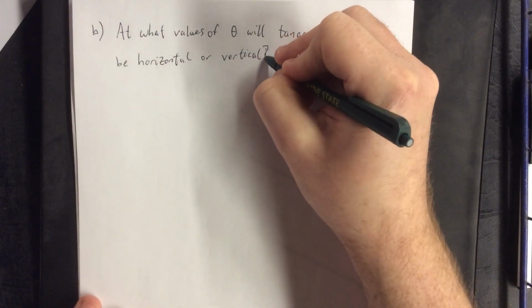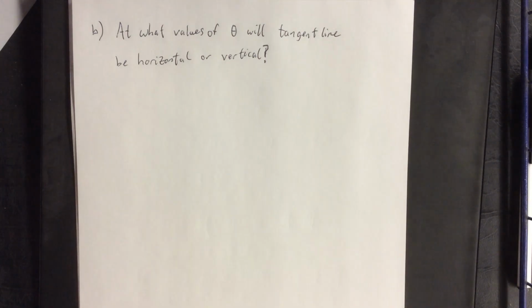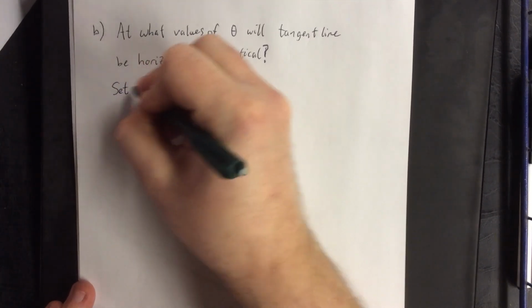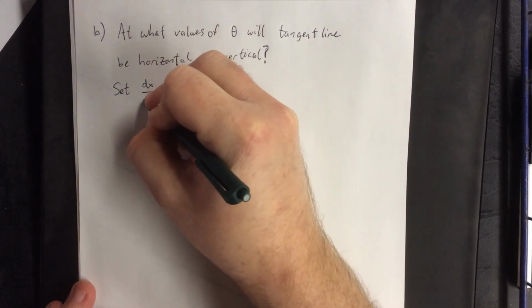So that's not how you spell question mark. There we go. At what values of theta will the tangent line be either horizontal or vertical? Now, call back to the last video. If either dx d theta or dy d theta are equal to 0 without the other one being 0, we will have either a vertical or horizontal tangent line.